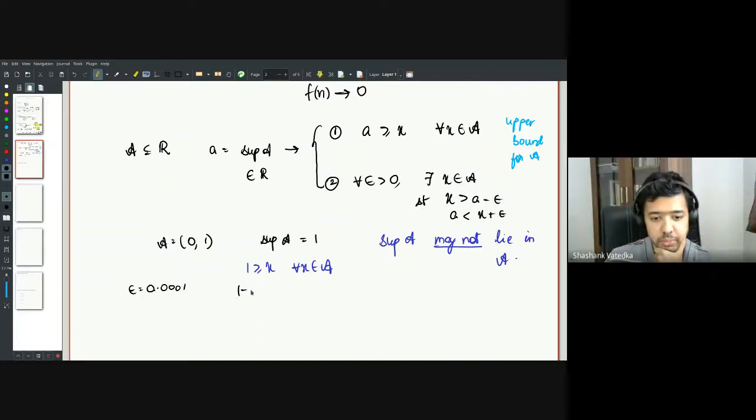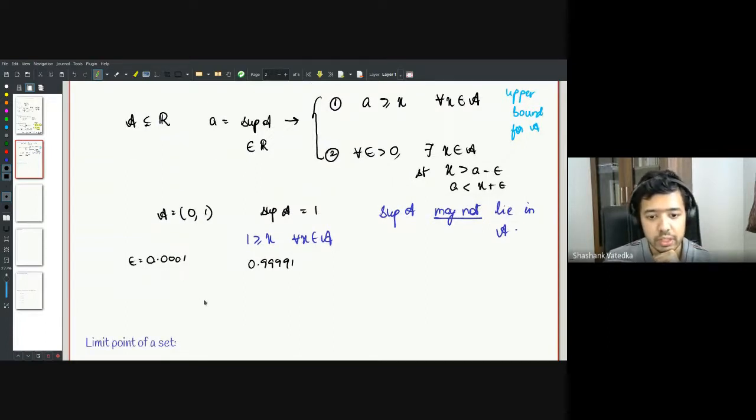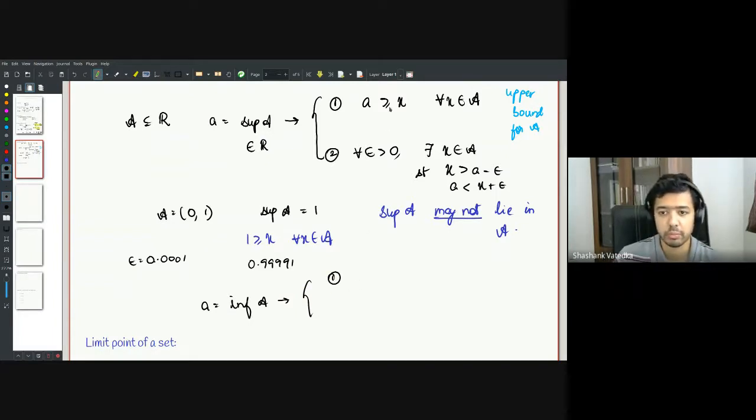So if you take 1 minus 0.0001, which is basically 0.9999, you can always find a point x which is greater than A minus epsilon, but lies in A. For example, 0.99991 lies in the set A. So similarly, you can define the infimum of a set, the infimum of A, which basically satisfies two properties. Can someone tell me what the first property is equivalent to this?